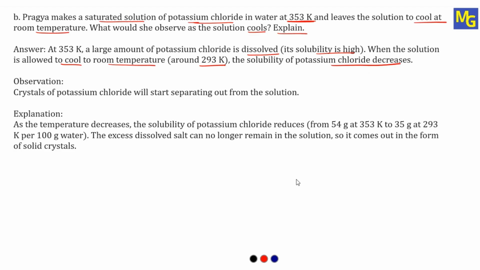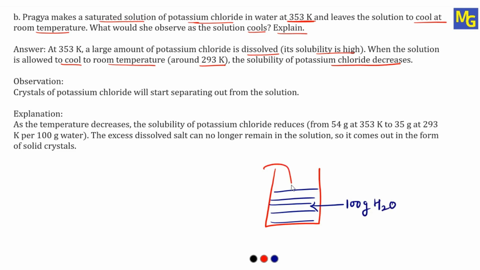How will we prepare it? We will take a beaker and in this we will take water. Say we have taken 100 gram of water and we started adding potassium chloride, KCl. We added a little bit, we mixed it, it got dissolved. Then again we added, we mixed it, it got dissolved. We repeated this, and at one level it will reach where the salt will not get dissolved. And all this happened at room temperature, that is 293 K.